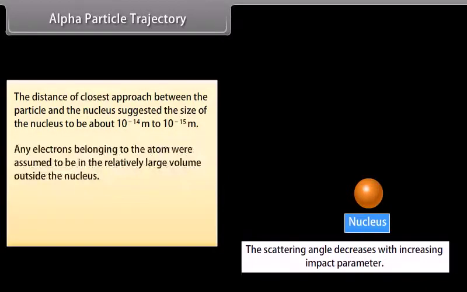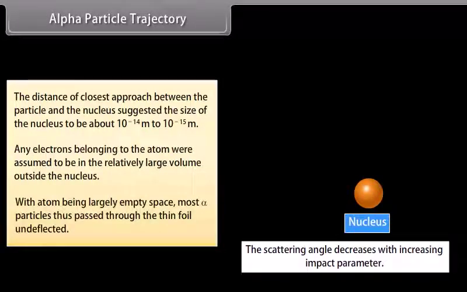Any electrons belonging to the atom were assumed to be in the relatively large volume outside the nucleus. With the atom being largely empty space, most alpha particles thus passed through the thin foil undeflected.